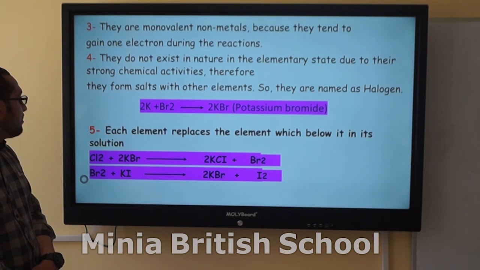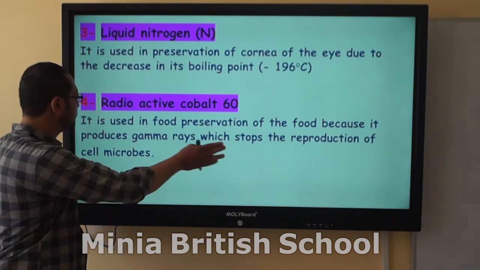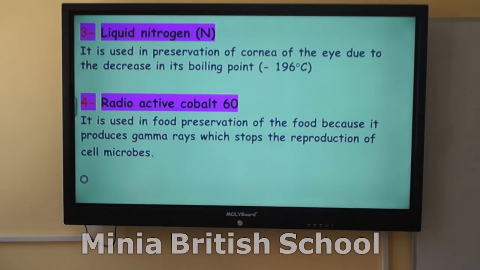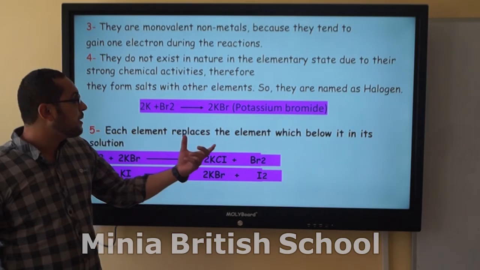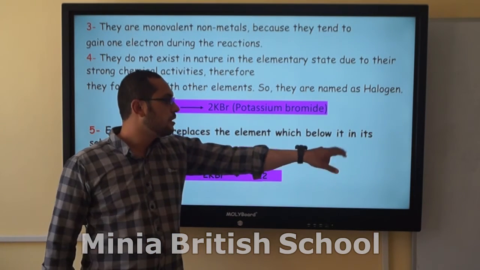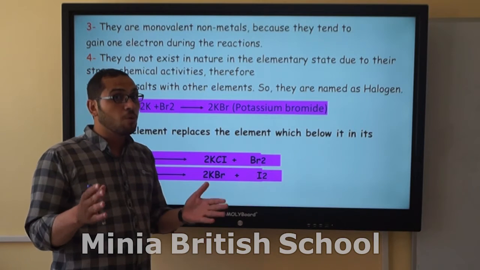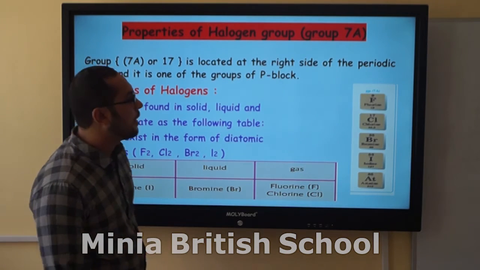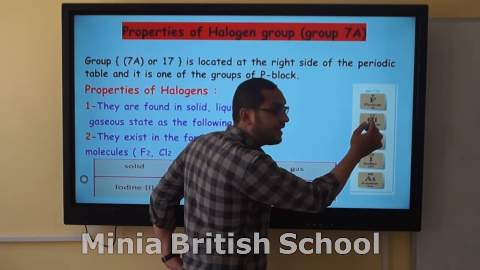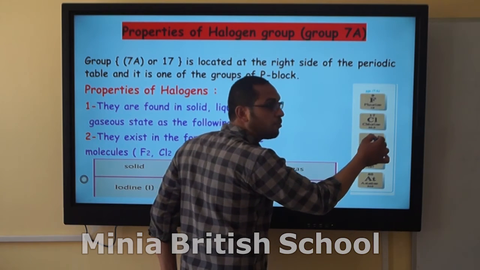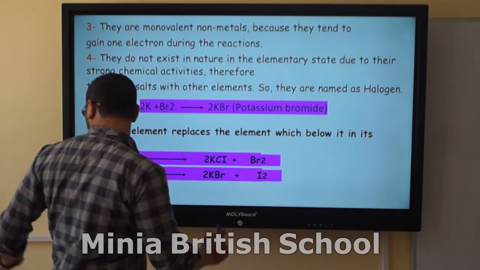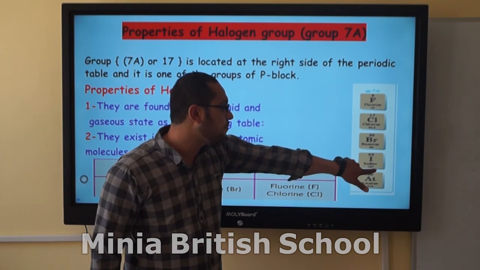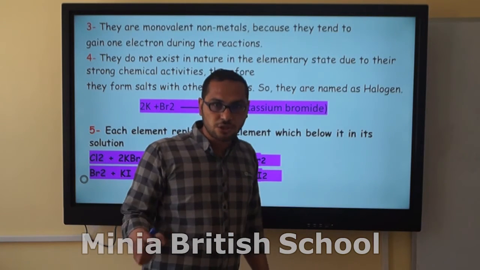Number five, each halogen element replaces the element below it in its solution. What does that mean? Let's go back to the halogens. Chlorine here can replace the bromine in its solution, and bromine can replace the iodine in its solution.